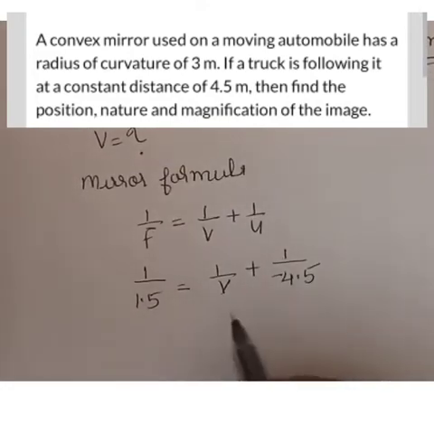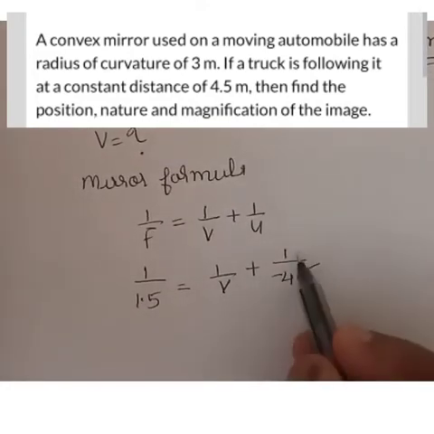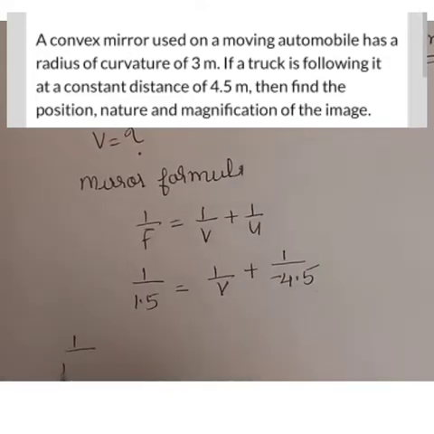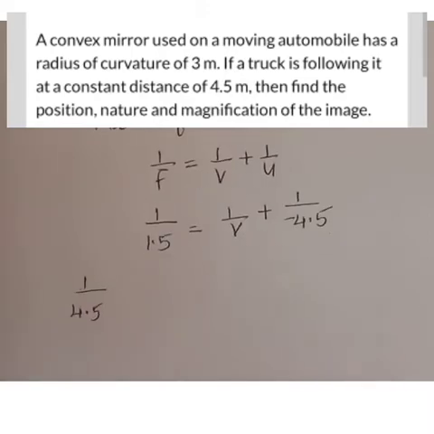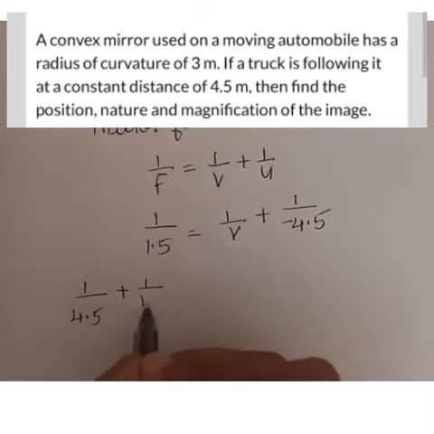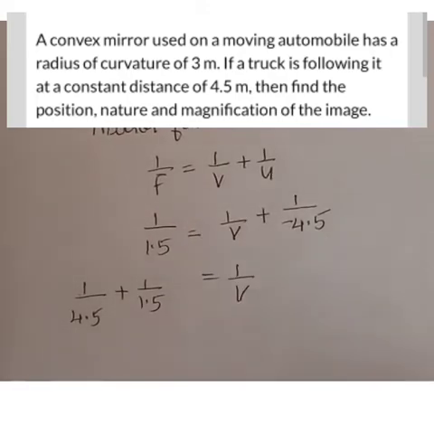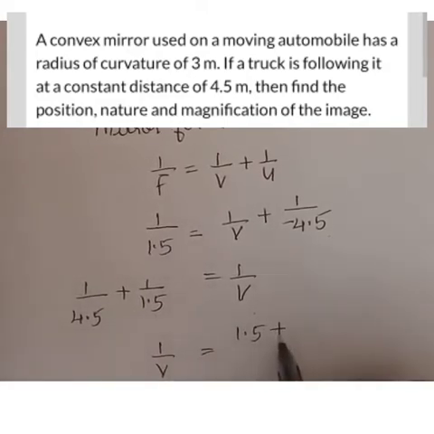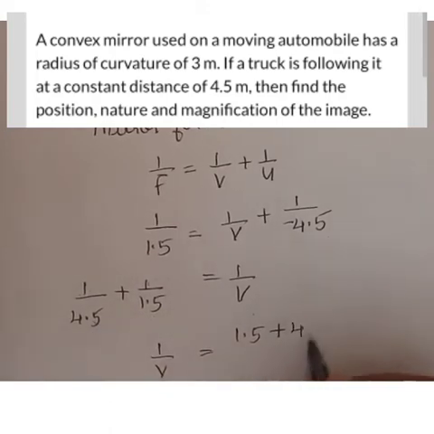Then how can you find out V? You have to take 1 divided by minus 4.5 to the other side, so it becomes positive. So it is 1 by 4.5 plus 1 by 1.5 is equal to 1 by V. And you have to cross multiply to find out V. So 1 by V is equal to 1 into 1.5 plus 1 into 4.5, divided by 4.5 into 1.5.